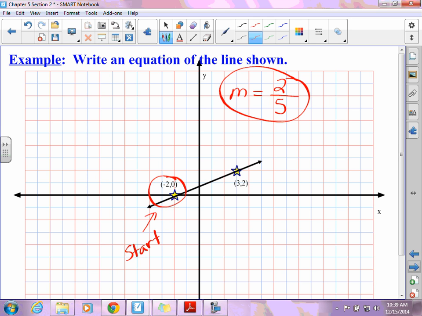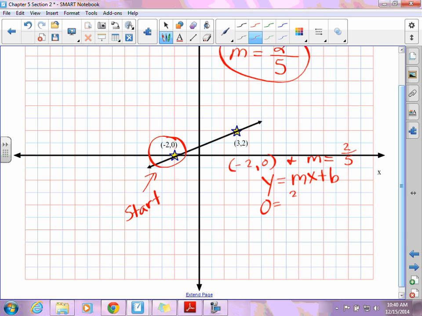So what we're going to do is pick one of the ordered pairs. I'm going to pick this one. And I'm going to pick m equals 2/5 from up above. And I'm going to use my formula. And I'm going to follow the same steps that I did on the last problem. So what is going to be my y? 0 equals my m, which is 2/5, x, which is -2 plus b. Okay, so we're going to do the same thing we did. Make sure you're taking notes on this because you're going to get homework on this and go, oh boy, I don't remember how to do this.